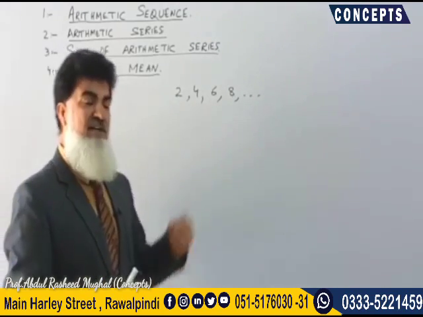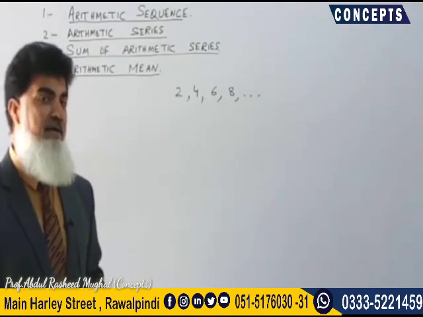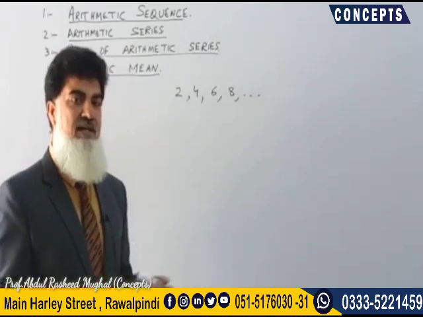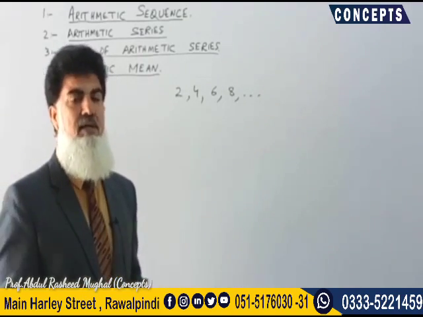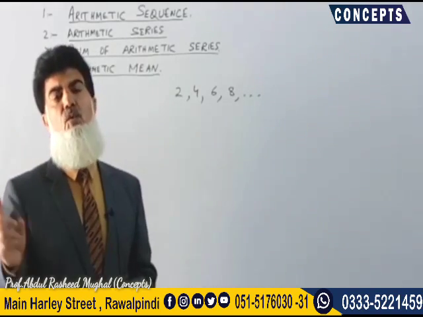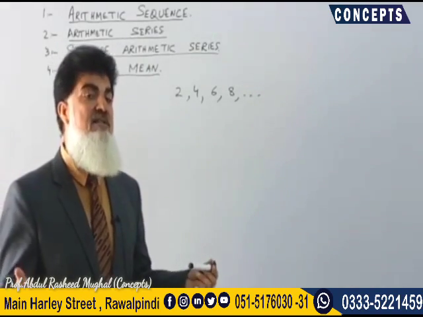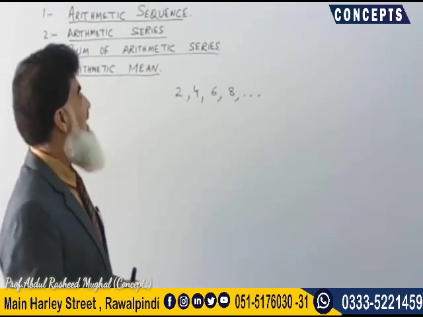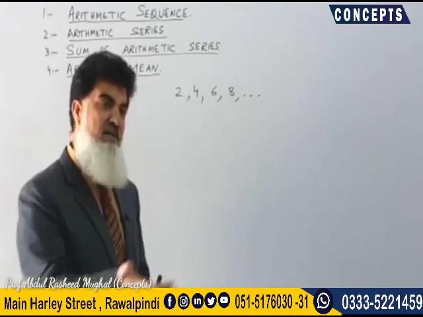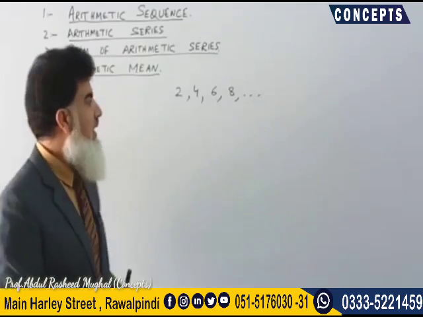If you find the difference between 6 and 8, you will find it is 2. Similarly, the common difference between 4 and 6, that is second term and third term, is also 2. So if the common difference between two consecutive terms remains the same, this is called an arithmetic sequence. We get the successive terms by adding that constant number.